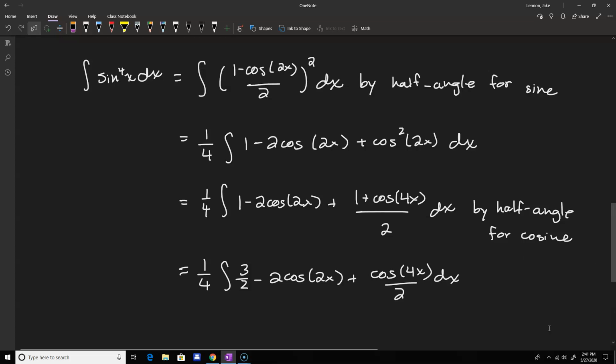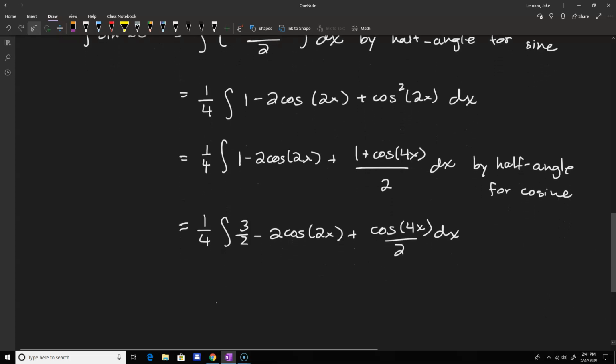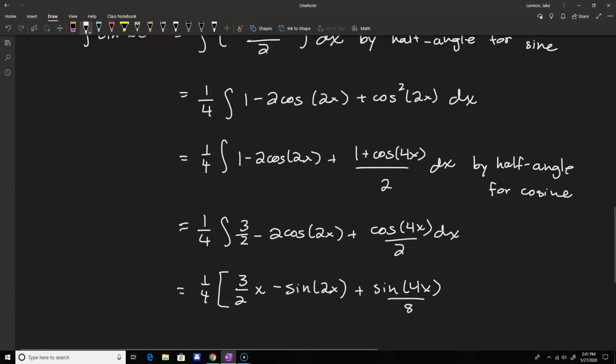So now we're basically ready to write down the final antiderivative. We have our 1/4 on the outside. And then we would have 3 over 2 x. And then the antiderivative of cosine is sine, and there's going to be an extra 2 coming out from the substitution. So we just have minus the sine of 2x here. You can check that by writing down the substitution if you want. And then we should have, again, plus sine of 4x. We have another 4 that comes out from the substitution, so now this is over 8. Then we have our general constant of integration.